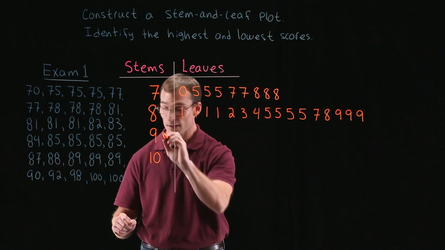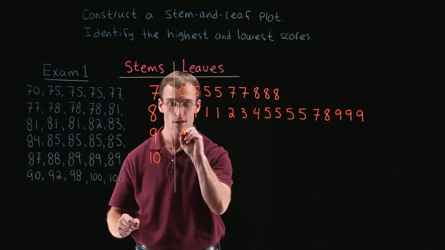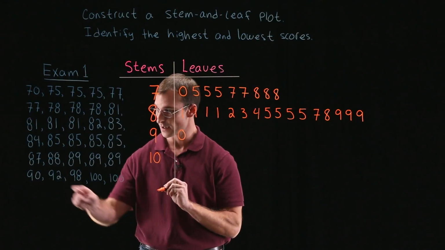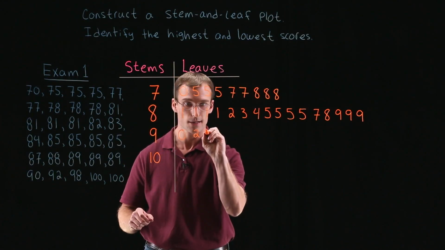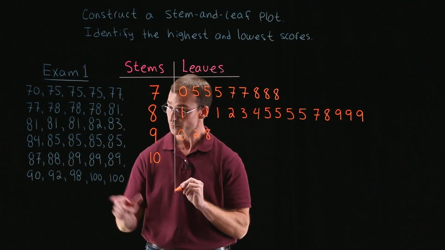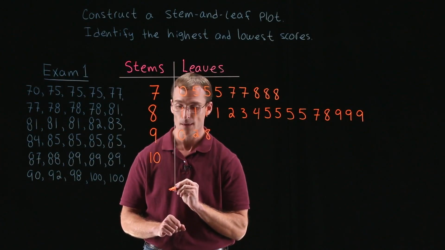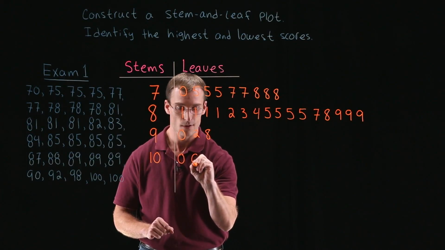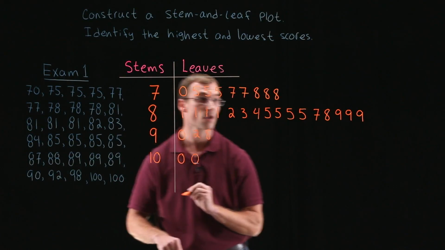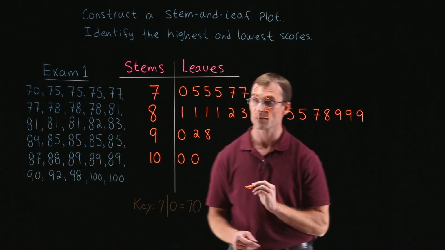So next in the 90s, we have one value of 90. Put a 0 there, 92. Say 98, so that's our last one. And then two values of 100. So our leaf there is just going to be 0, or 2 zeros. So there's our stem and leaf plot.